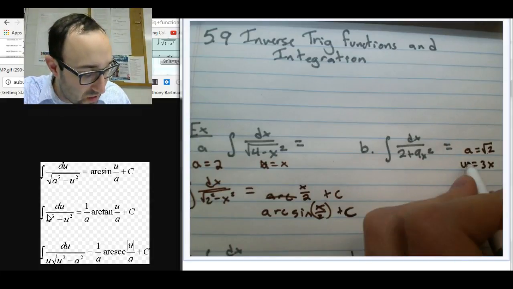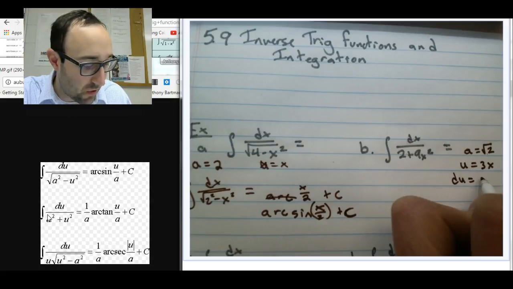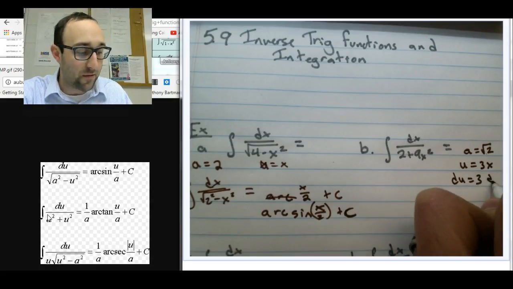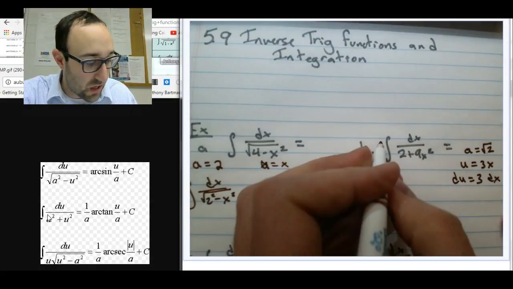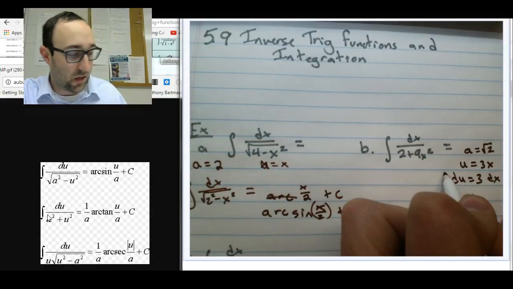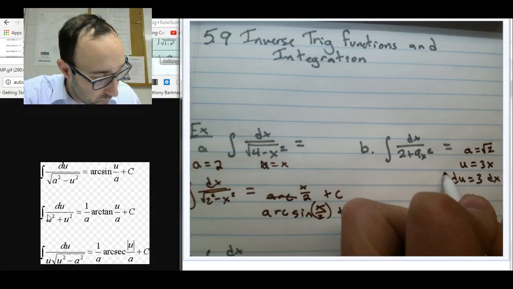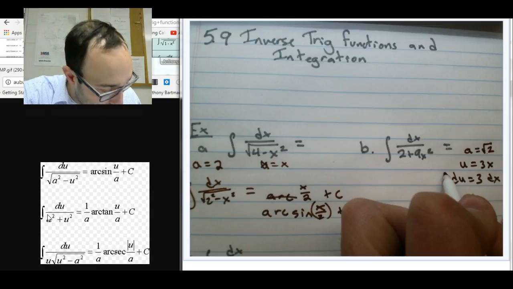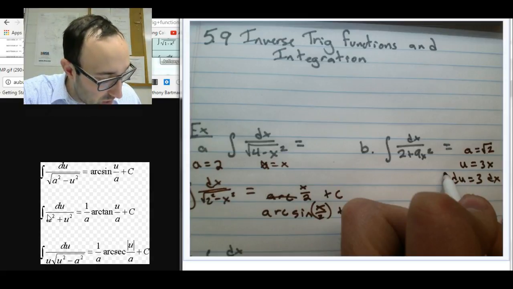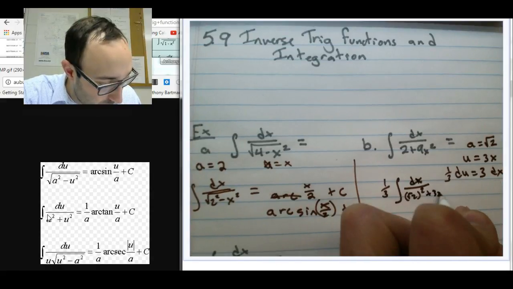So then du, I have to take the derivative, and it's going to be 3dx. I don't have the 3 in here, so I should make sure that I include that 1/3. So don't forget that 1/3. So this is going to be the same as 1/3 of the integral. We can keep it as dx and just say the square root of 2 squared plus 3x squared.